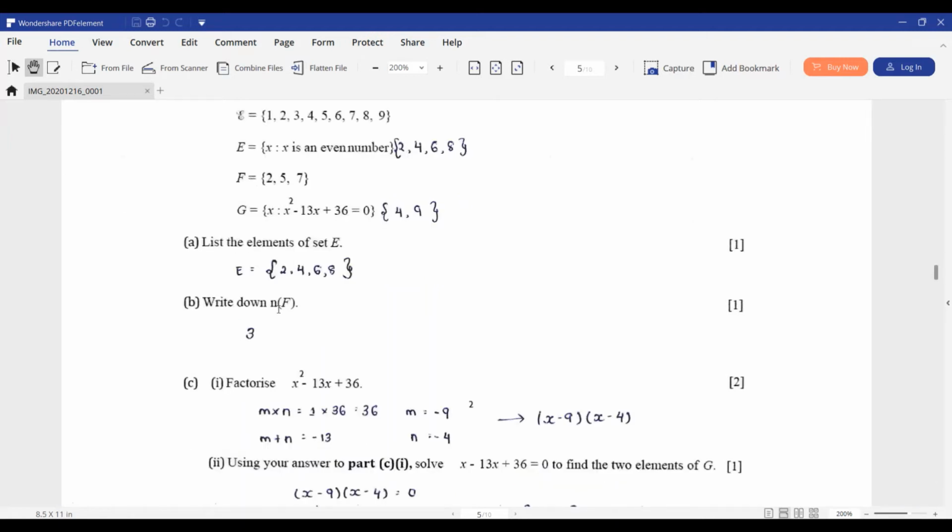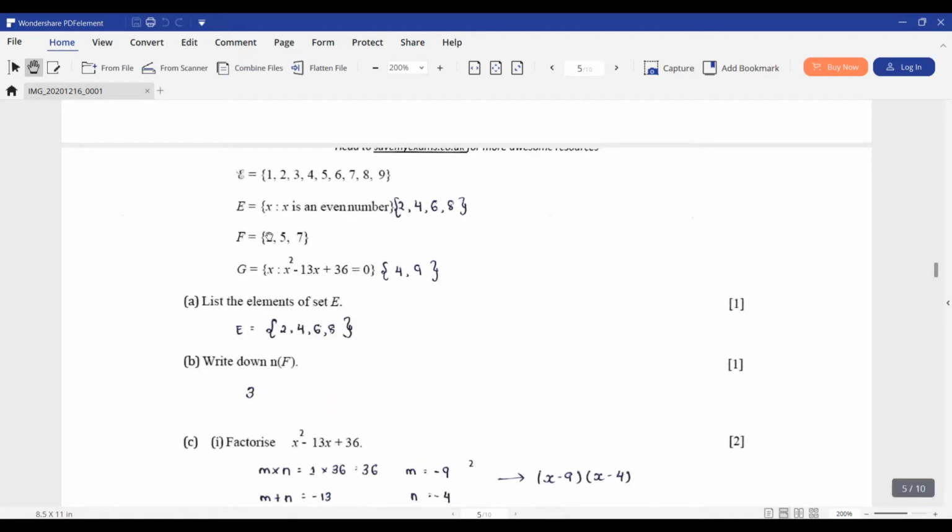Write down the number of elements. N stands for number of elements of set F. So how many elements are in set F? 1 element, 2 elements, 3 elements. There are 3 elements in set F. You just gotta count the number of stuff inside the curly brackets.